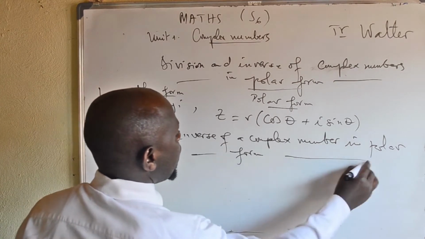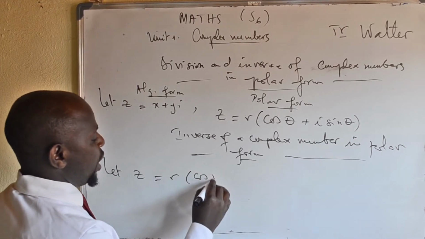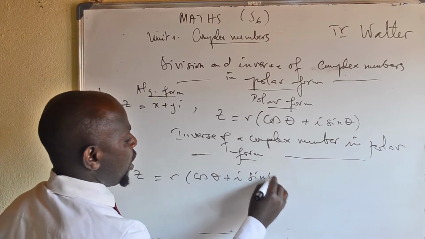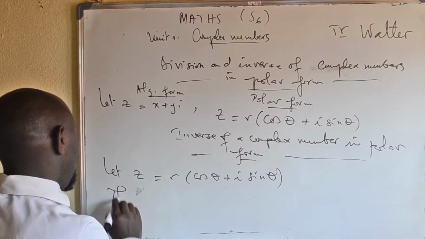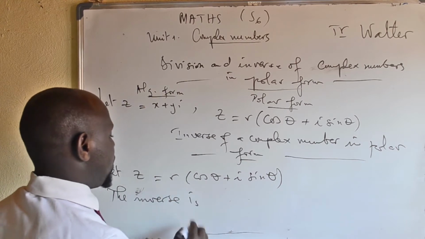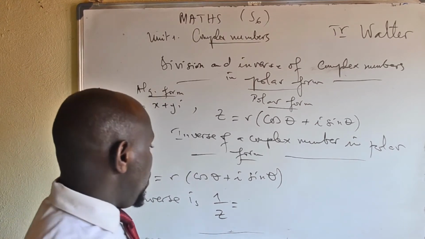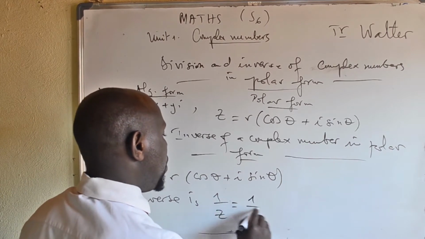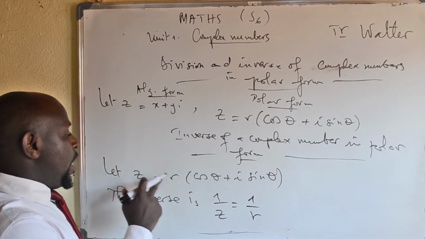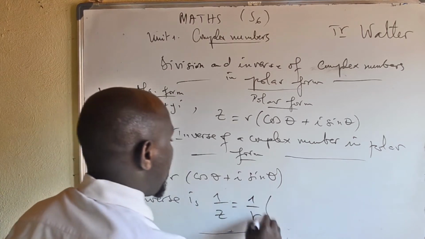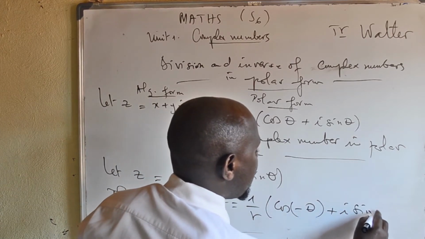Here, ladies and gentlemen, we are going to consider a complex number z, which is equal to r cosine theta plus I sine theta. So, how do we find the inverse? The inverse is 1 over z. Now, in polar form, if we have to find 1 over z, the formula is given by what? Here we shall see that it will be 1 over r, which means that we shall find the inverse of the modulus of our complex number z first, then times cosine negative theta plus I sine negative theta.